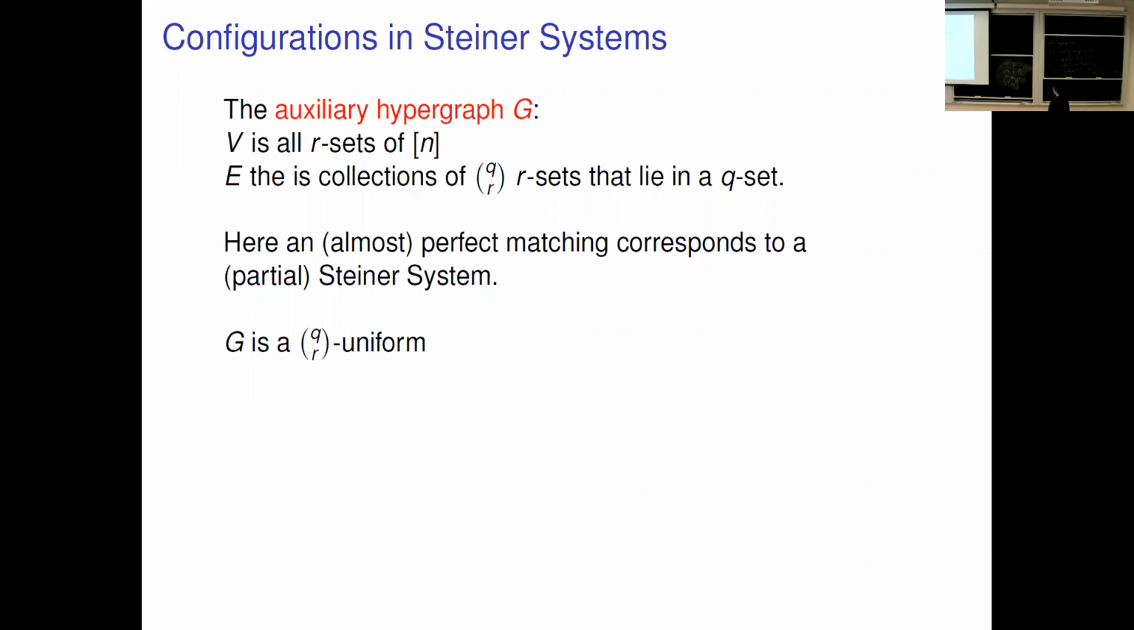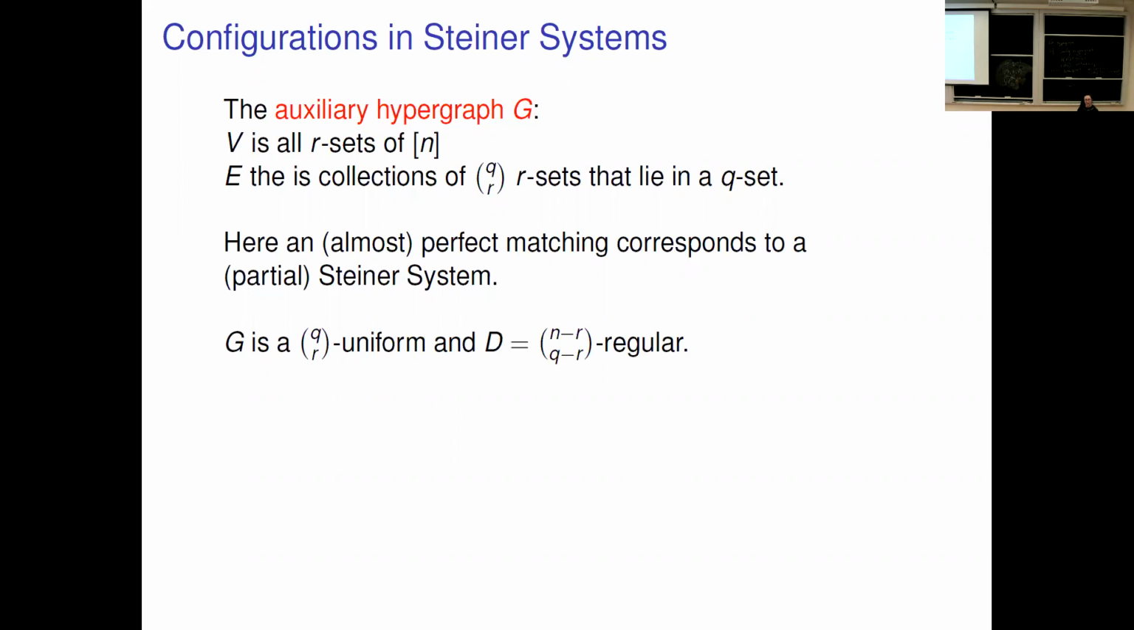So I'm saying this is a uniform hypergraph. Why is this? Well, each edge is encoding a Q element subset, and we're picking all the R element subsets that could live in that Q element subset. So there are Q choose R elements in each hyperedge. So we are uniform.